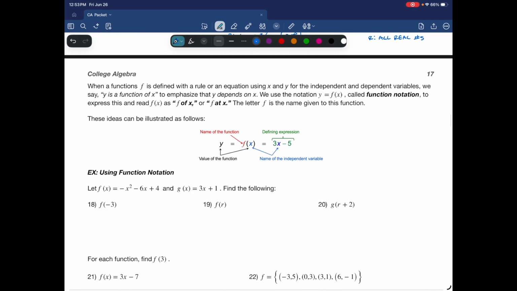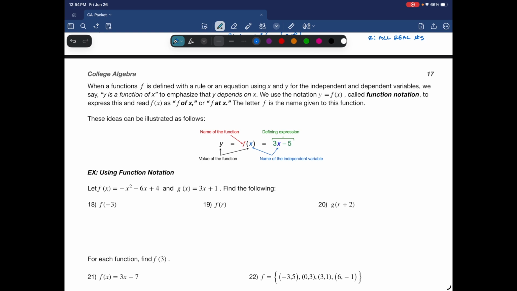Now let's talk about function notation. When a function f is defined with a rule or an equation using x and y for the independent and dependent variables, we say that y is a function of x. To emphasize that y depends on x, we use the notation y equals f of x, called function notation, to express this and read it as f of x, or f at x. Okay, the letter f is a given name of the function, and so you can use any of the 26 letters of the alphabet to do this.